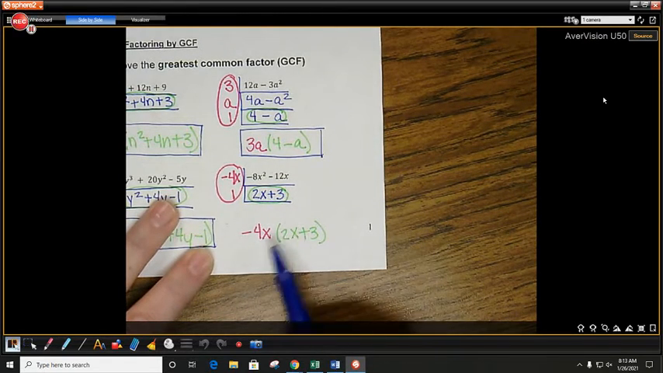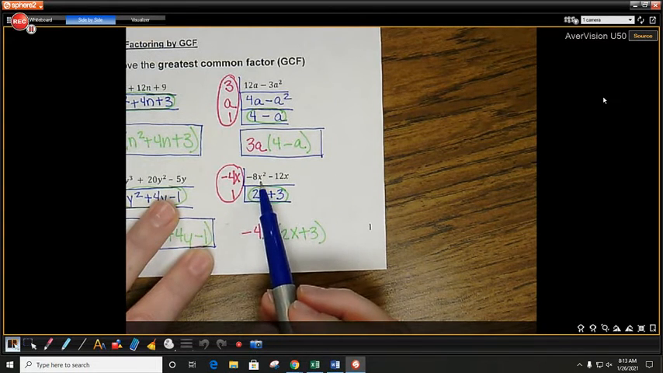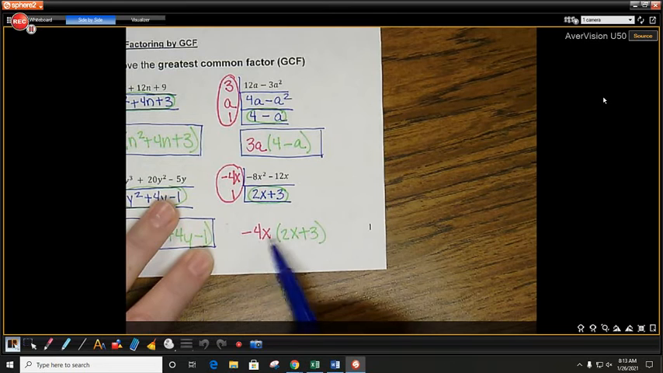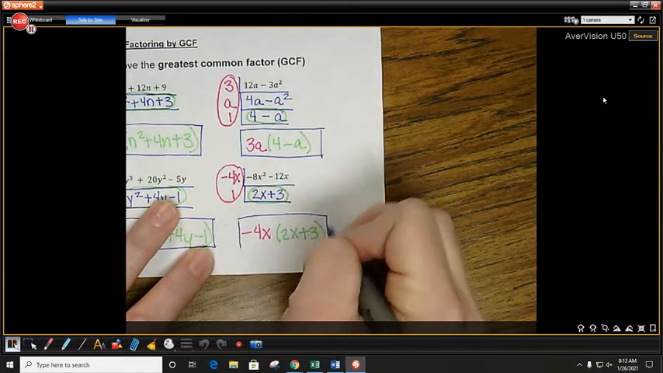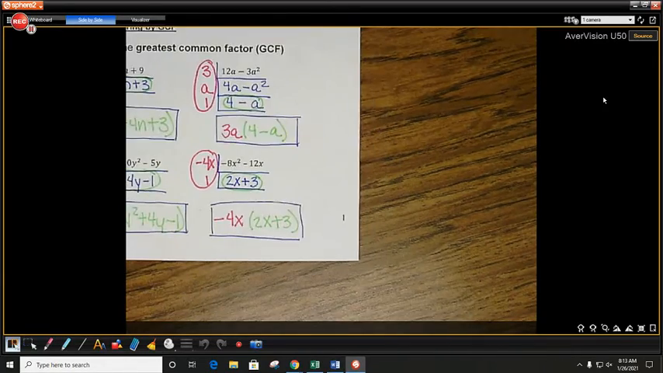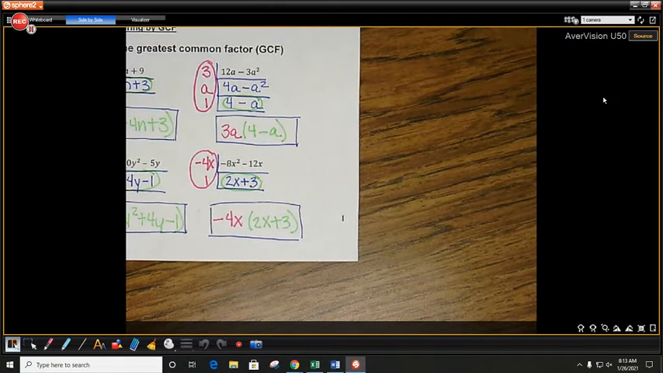Negative 4x times 2x. Negative 4 times 2 is negative 8. X times x is x squared, so negative 8x squared. Negative 4x times 3. Negative 4 times 3 is negative 12x. No x, so negative 12x. There we go. Okay, so that is factoring by removing the greatest common factor.